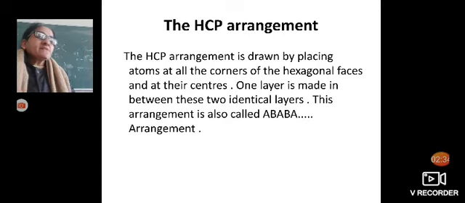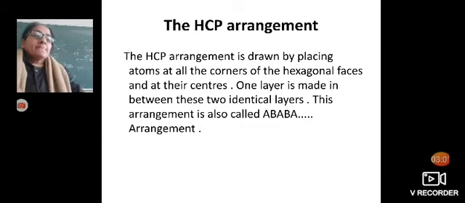Next is the hexagonal close packing arrangement. This arrangement is obtained by placing atoms at all the corners of a hexagonal face and at its center. One layer is made in between these two identical layers, and this arrangement is also called ABA arrangement.